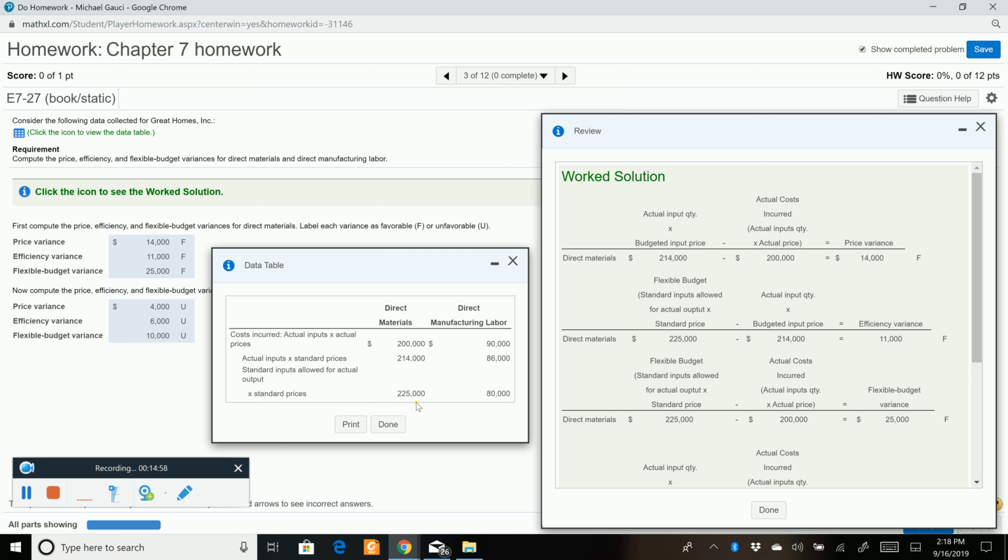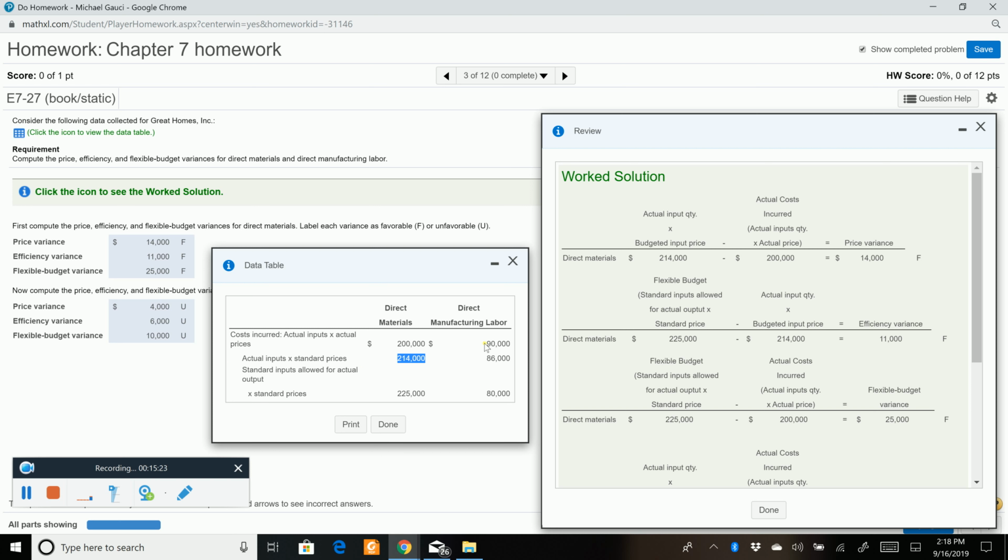That's the price variance. The difference, you can see, is in the actual prices versus standard prices. And we were very efficient with our materials on the assembly line. 214 versus 225 is what we were allowed for that level of activity, but it came in less. So we were very efficient. We do the same thought process with the labor.